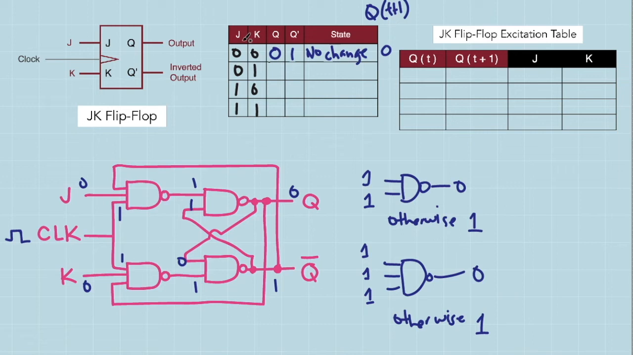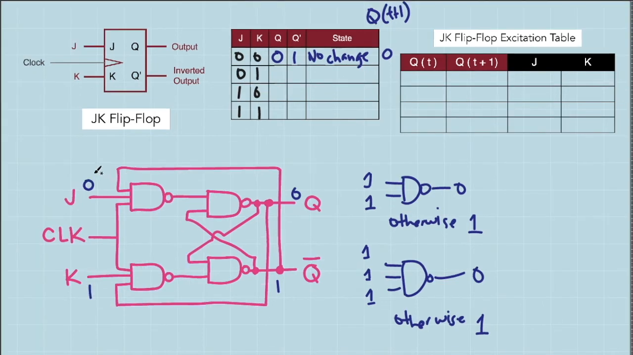Next, what if we supply J with logic 0 and K with logic 1. Since we already have a 0 input here, we are assured that its output will be 1. By the way, we have a clock pulse here. We supply this with a positive edge clock pulse, which means that these inputs are both in logic 1.